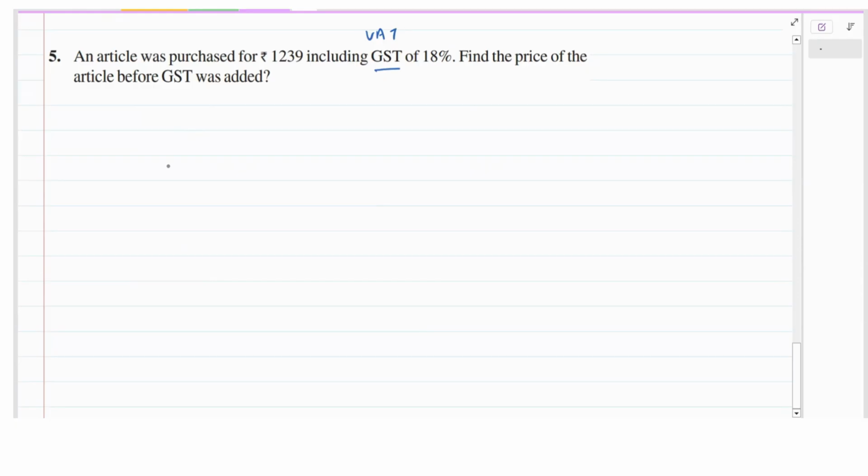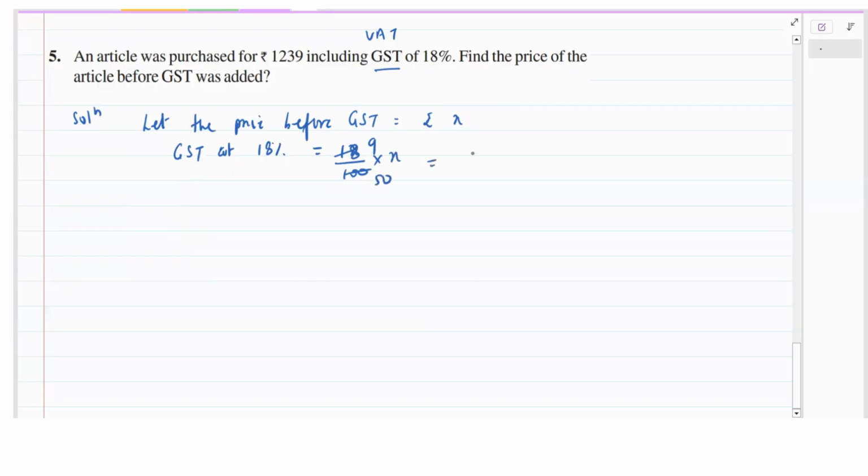It is exactly the same question as question number 4. So what do we have to do? Solution. What do we have to assume? Let the price before GST be rupees X. Now there is a tax. So GST at 18% is how much? 18 upon 100 into X. Do the calculation. 9 and then this is 50. That is 9x upon 50 is your GST.